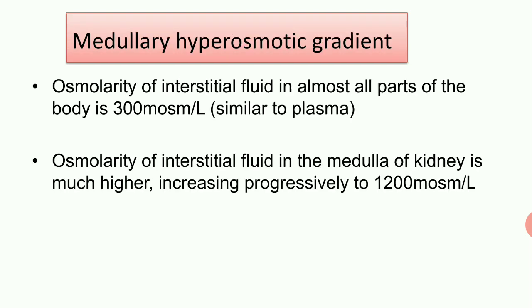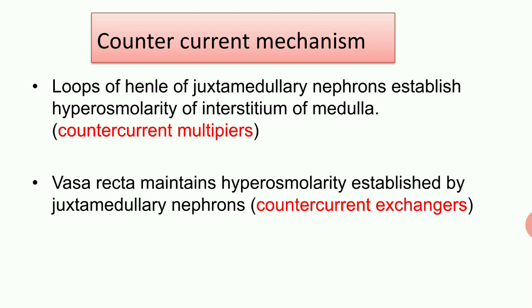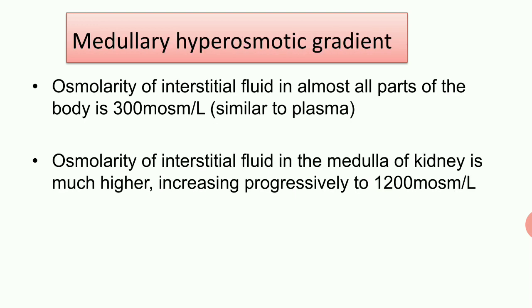Regarding the medullary hyperosmotic gradient, normally everywhere in the body the interstitial fluid osmolality matches the plasma, and it is about 300 milliosmol per liter. But in the medulla of the kidney, the osmolality progressively increases up to 1200 milliosmol per liter, and because of that medullary nephrons are able to concentrate the urine. How this tremendous osmolality is created, we'll discuss.